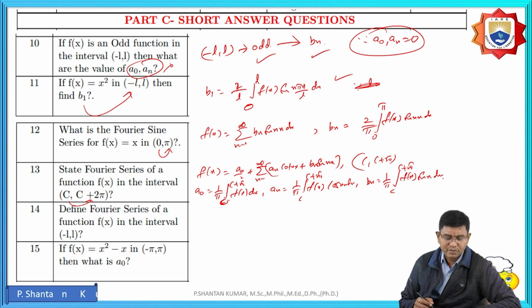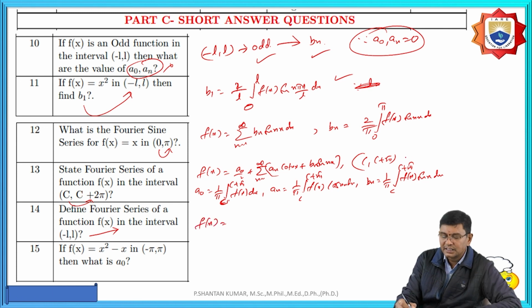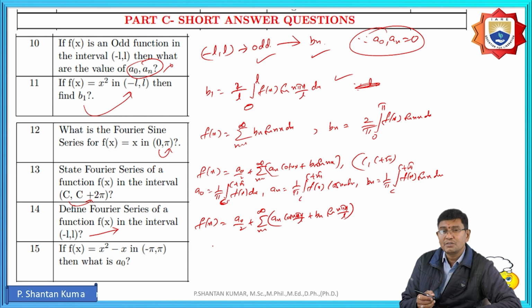Next, similarly, define the Fourier series of a function in the interval minus L to L. The Fourier series is f of x equal to a naught by 2 plus summation of n equal to 1 to infinity of an into cos n pi x by L plus bn into sin n pi x by L, where a naught is 1 by L integration minus L to L f of x dx, and an is 1 by L integration minus L to L f of x into cos n pi x by L into dx, and bn is 1 by L, sorry, for the interval 0 to L it is the 2 by L formula.